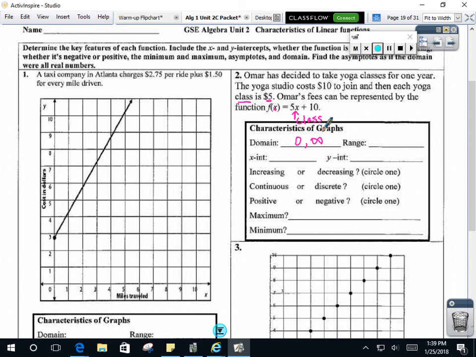Now, had it said she's going to take classes for a year and you can only take 1 class a day, this would have been from 0 to 365. But they didn't specify how many classes she can take in a day, so it's 0 to infinity.